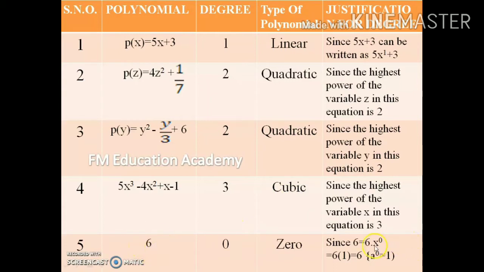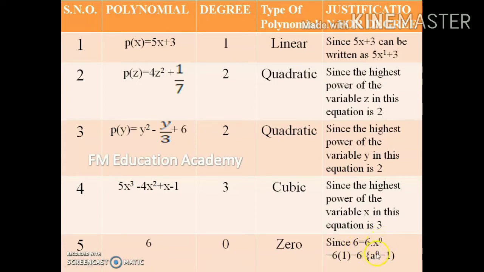Why? Because 6 can be written as 6 into x power 0. We know any polynomial which can be written as a into x power n is called a polynomial, even if it has one term, because it is having a countable number of terms. So here 6 can be written as 6 into x power 0. And what is the value of x power 0?